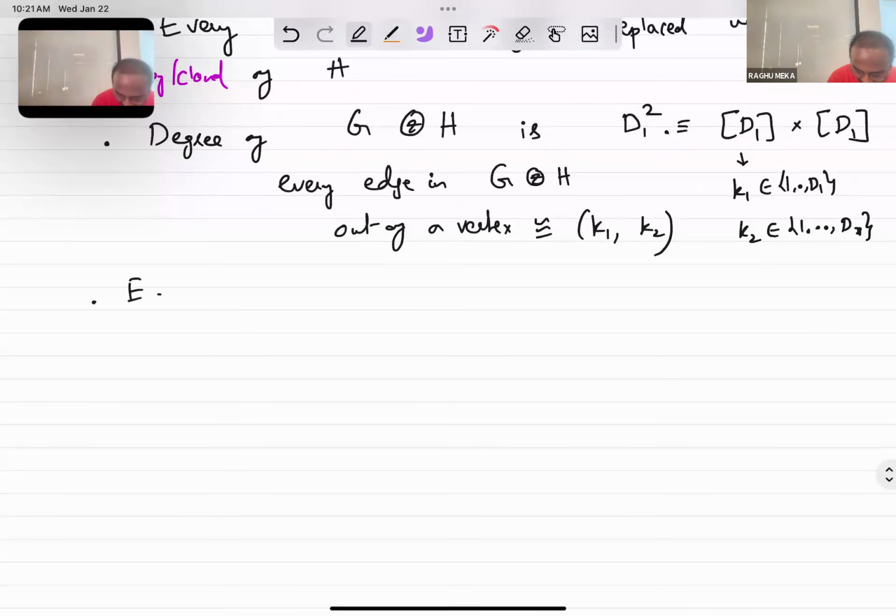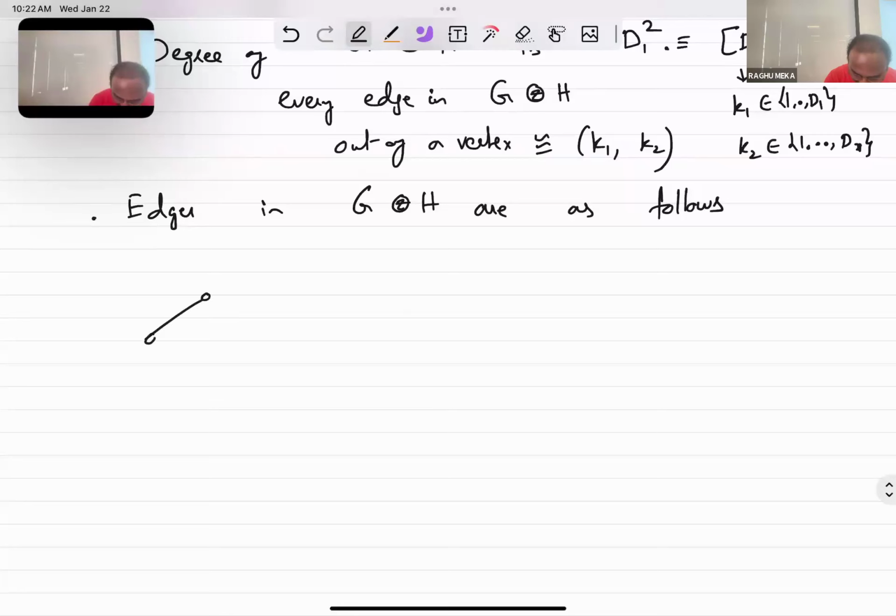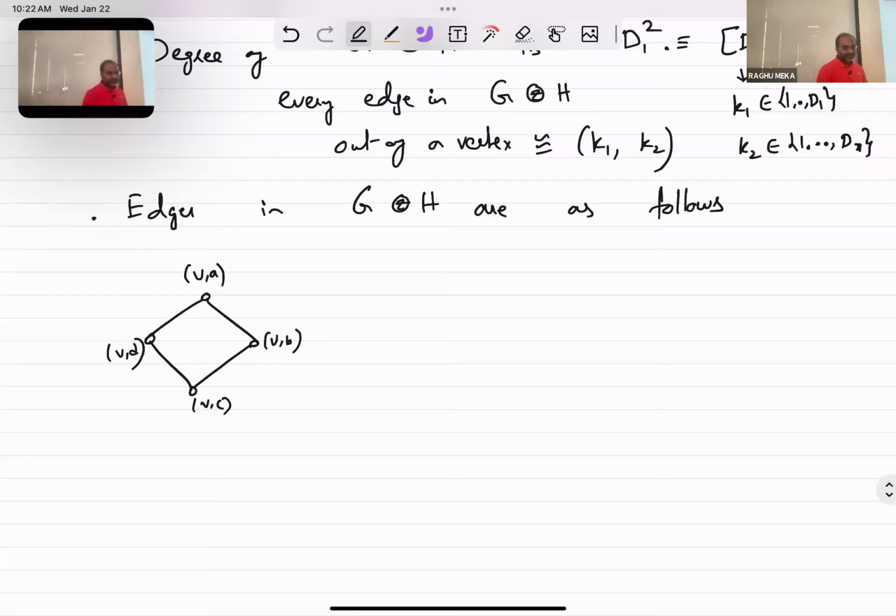So how are the edges going to be? Edges are as follows. Just imagine I'm at one cloud. This is V comma A, V comma B, V comma C, V comma D. All right. So what do I do now? Starting from here, the edge corresponding to K1 comma K2, where does it take my vertex V comma A? That's how I'm going to define it.